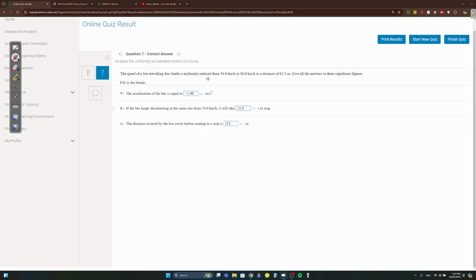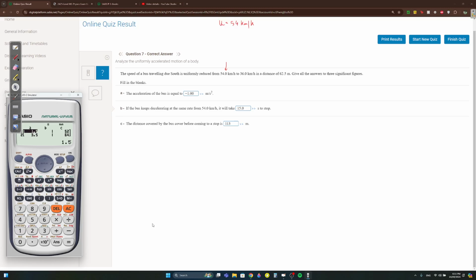Question 7. The speed of a bus traveling south is reduced. Oh my god, this question. Okay, it was in the course practice. So it's reduced from 54 to 36. So u equals 54 kilometers per hour. Let's change this. I don't want to work with this. I want to work in meters per second. If you want to convert to meters per second, you divide by 3.6. You get 15 meters per second.